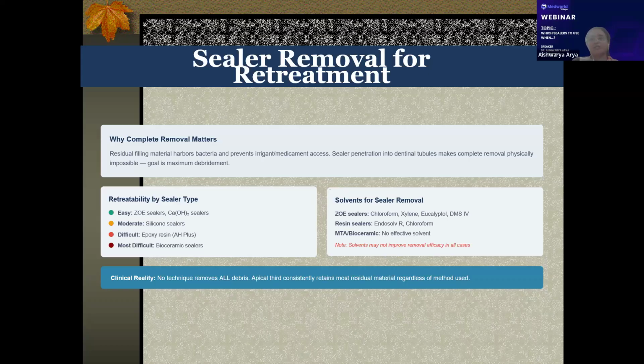Complete removal of the sealer is very important because once you have removed whatever sealer was present, you will be able to access the radicular dentine better. You will be providing a proper irrigant and a medicament for it to heal faster. The residual filling material always has the capability of harboring bacteria. These sealers penetrate into the dentinal tubules, and they can also harbor any smear layer which might be present, or any bacteria could also be growing inside. So we need to first remove the sealer completely in cases of retreatment.